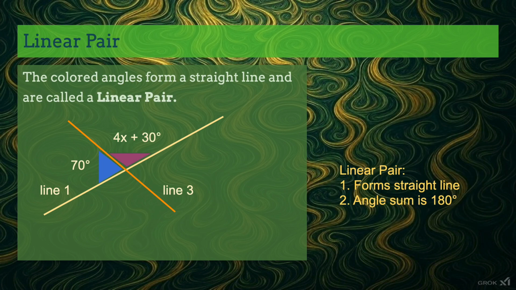The last one here, we just have a linear pair. You have 70 plus 4x plus 30 equals 180. You would just solve this for x. That's on the homework, or that's on the Google form you guys can work on.